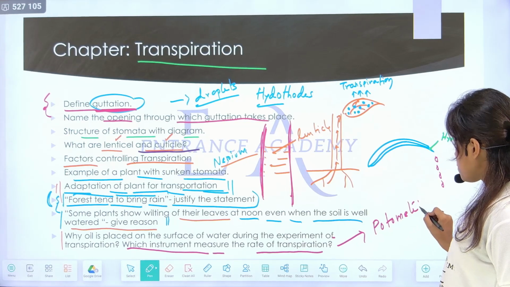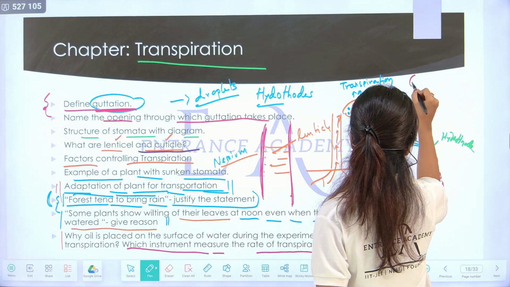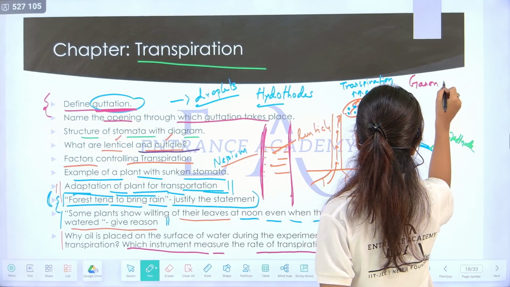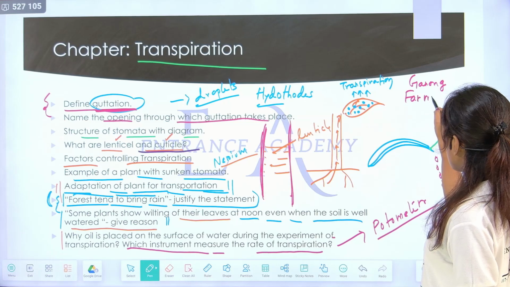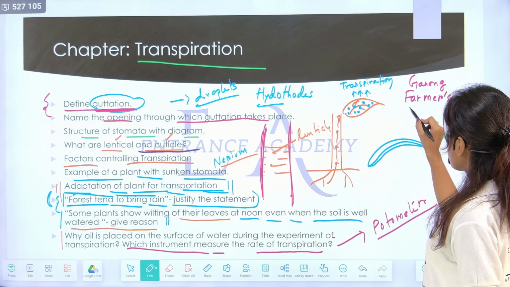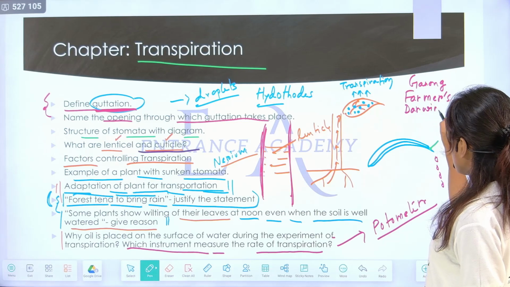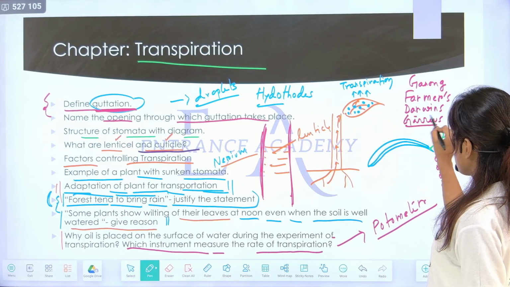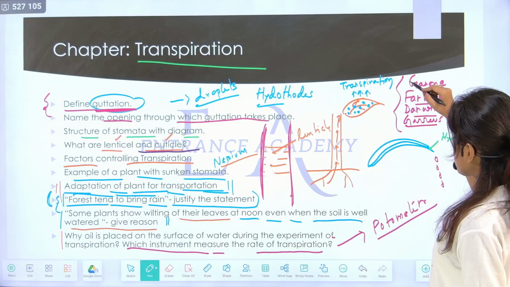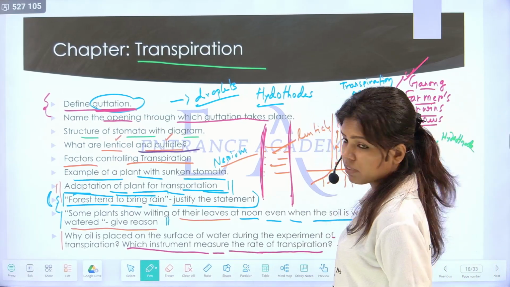There are 4 types of potometer. One is Ganong's potometer. Second one is Farmer's potometer. Third one is Darwin's potometer. And fourth one is Gaidiou's potometer. So all the types of potometer, especially the Ganong's potometer, are used to measure the rate of transpiration.